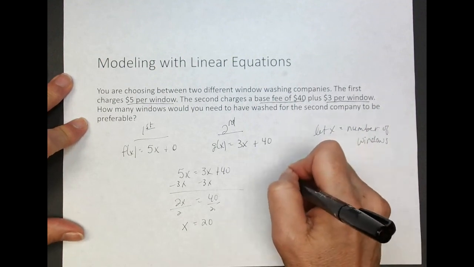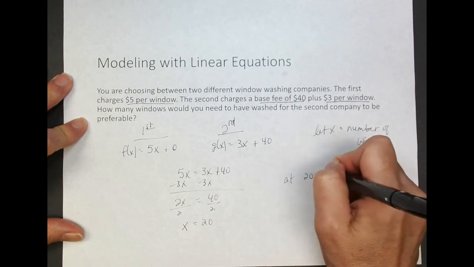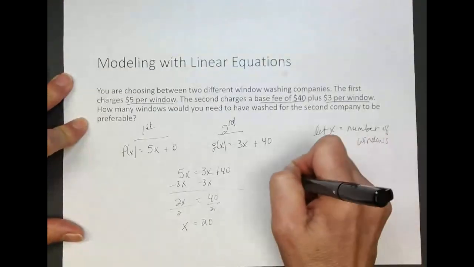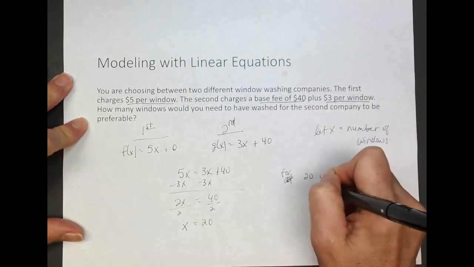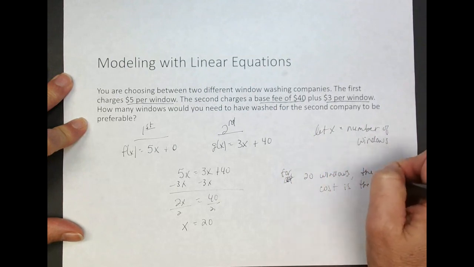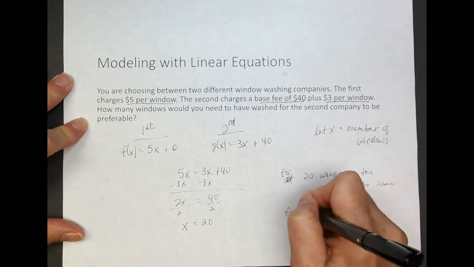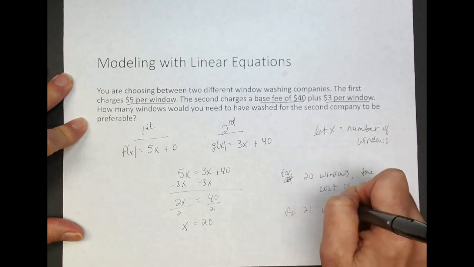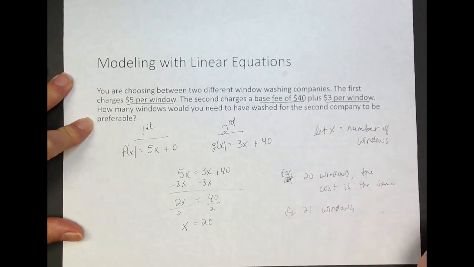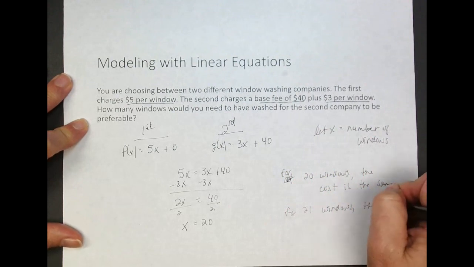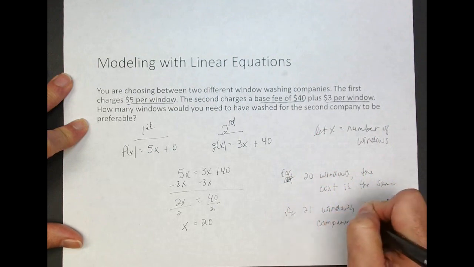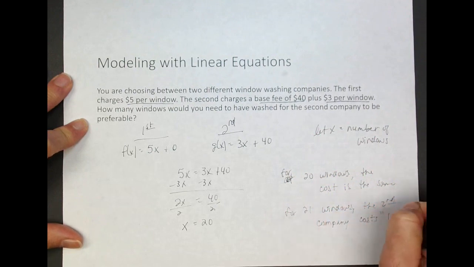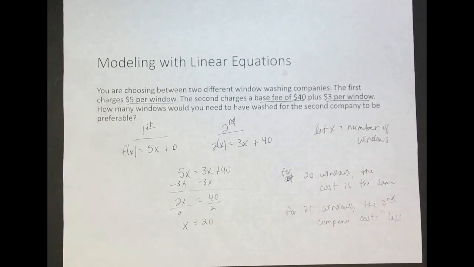So I might say for 20 windows, the cost is the same. For 21 windows, the second company is better. I'm going to say the second company costs less. Okay, pretty straightforward. All right, that ends the lecture on modeling with linear functions.